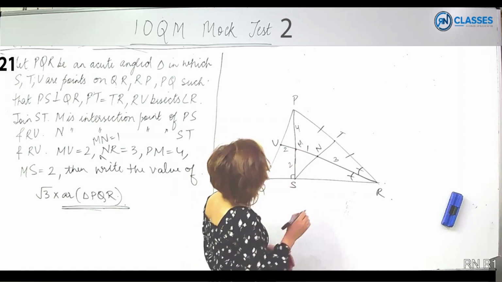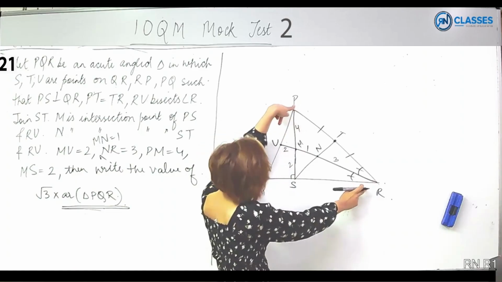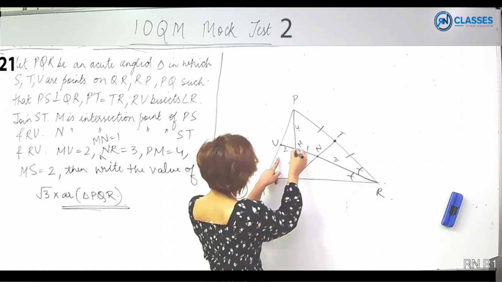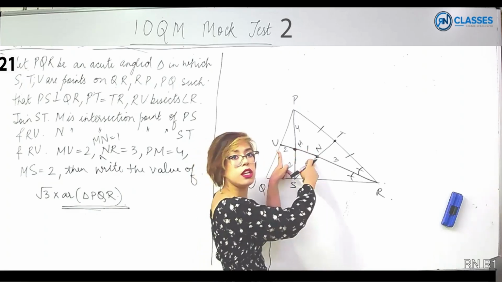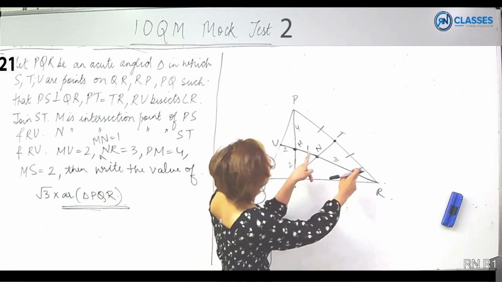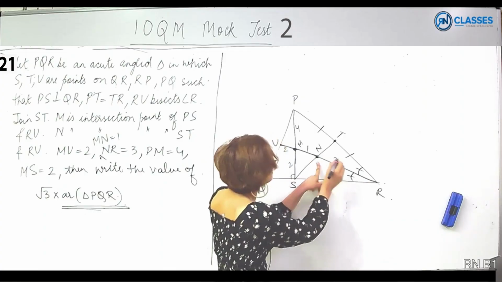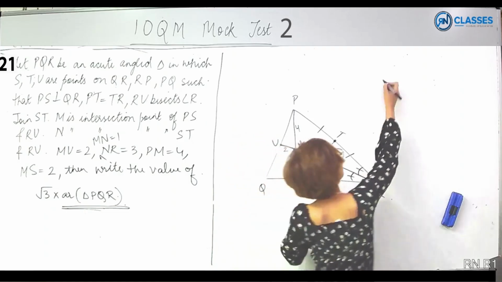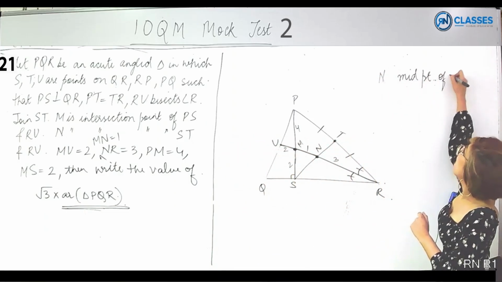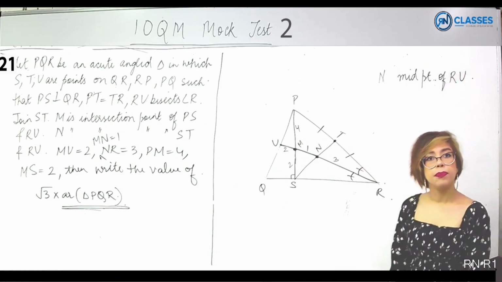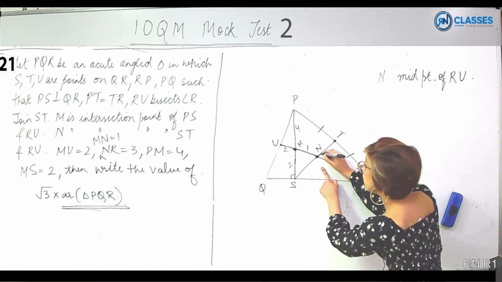Now, T I know is the midpoint of PR, right? Also, if I look carefully, this is 2, this is 1. That means this entire length is 3. Now, this is 3 and this is 3. Now, can you say that N is the midpoint of RU? N midpoint of RU. Right? First point of observation. This is the midpoint, this is the midpoint. And there is a line joining the midpoints.